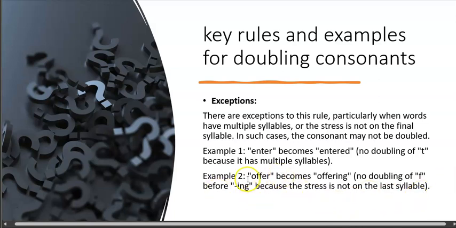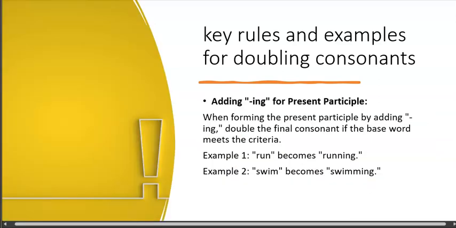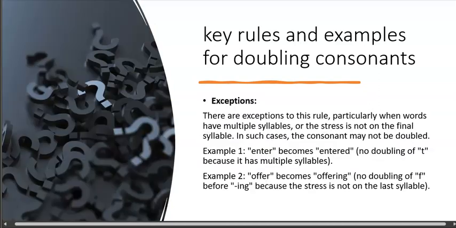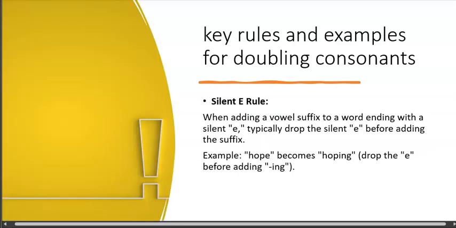Offer, the stress is on f. Enter, the stress is on t, it's not on the last syllable. Compared to the word run, you notice that there's a stress on the word run, so that's why we double the n there to become running or swimming. But here, offer, enter, the stress is not on the last syllable, so these are the exemptions for this rule.